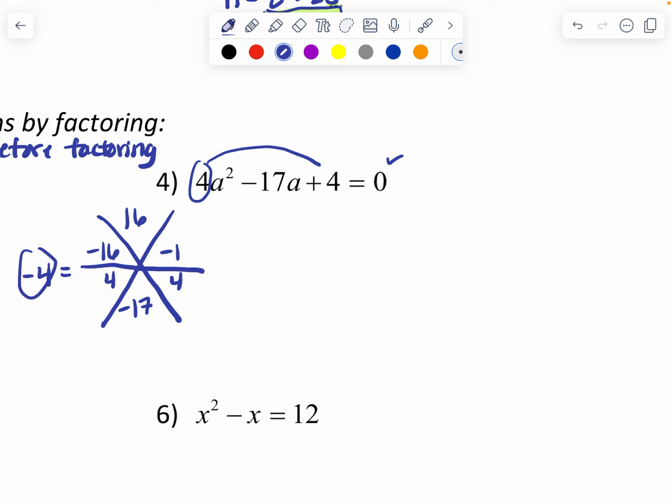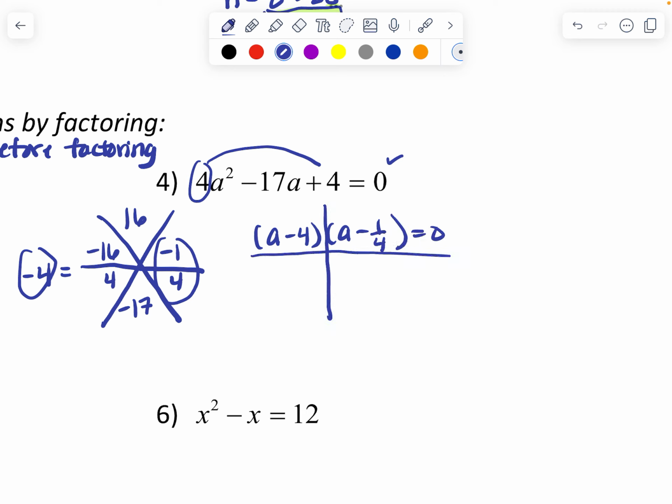And then the negative 1/4 does not reduce. So my 2 factors are going to be a minus 4 times a minus 1/4 equals 0. And then setting each factor equal to 0, you're going to get a equals 4 and a equals 1/4. Okay? Hey, that's a really good one to know. Won't say much more about that one.